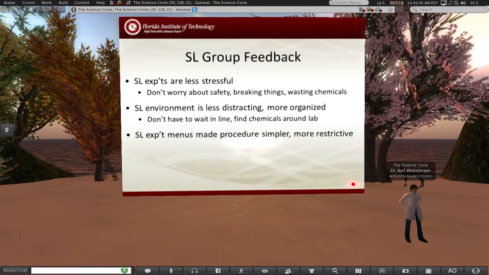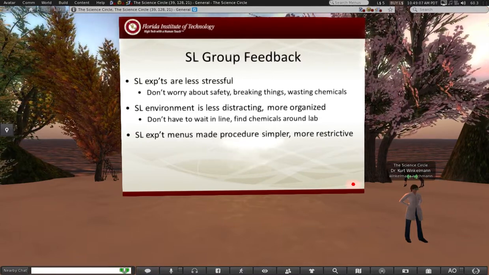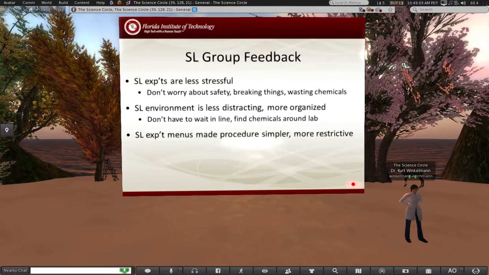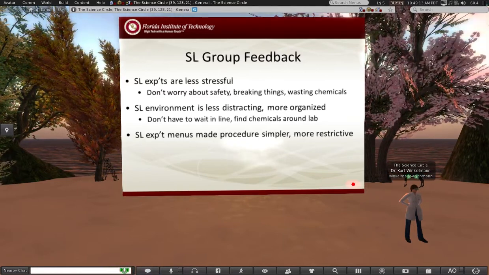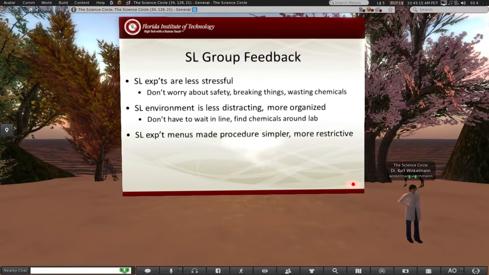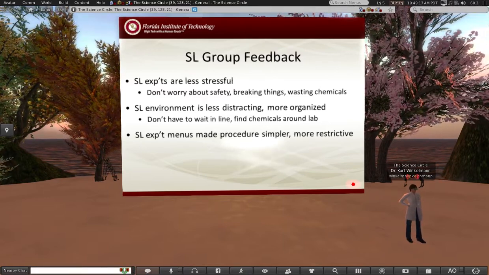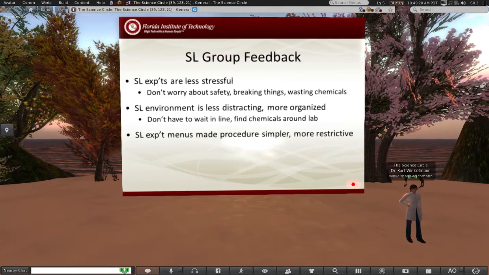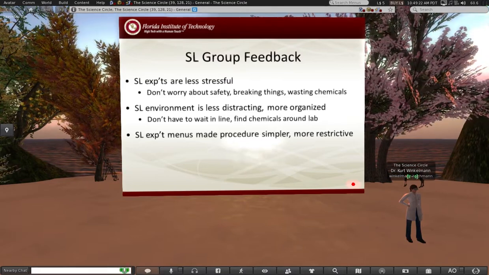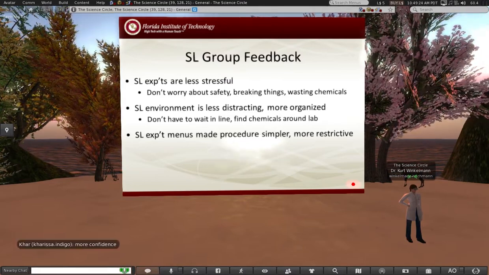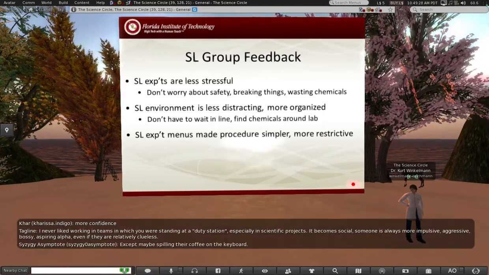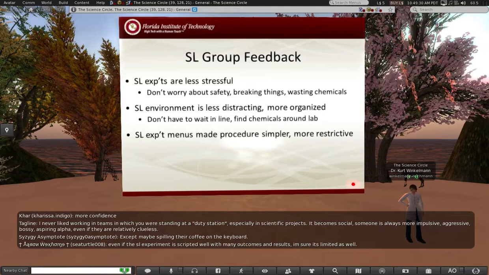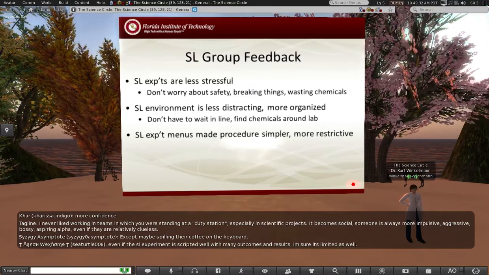So being able to do a chemistry experiment in a virtual lab, they don't have to worry about safety. They don't have to worry about spilling things and all their peers looking at them. They don't have to worry about breaking stuff and having to pay for the lab equipment. I mean, we charge students. If they break a beaker, it's a couple of bucks. They don't have to worry about dealing with actual chemicals.